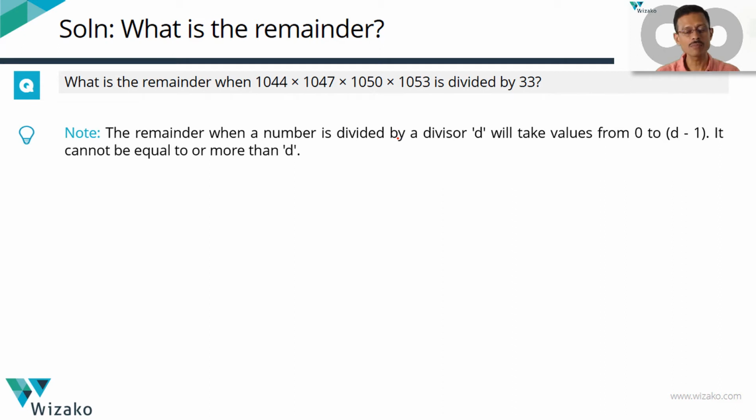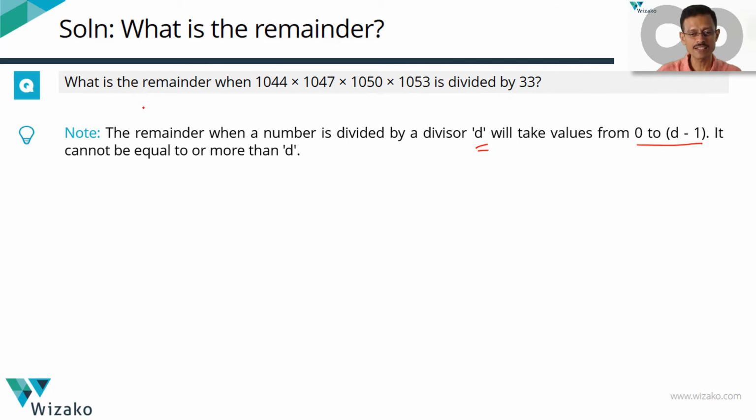The remainder when a number is divided by a divisor will take values only from 0 to d minus 1. It will not be d or any number greater than d. Because if it's greater than d, I can fit one more divisor, and remainders are always going to be values which are less than the divisor.